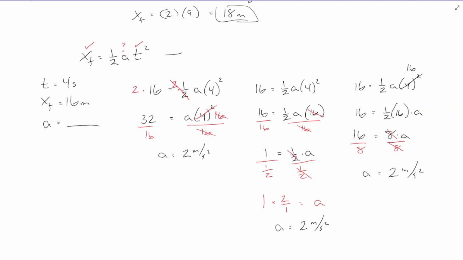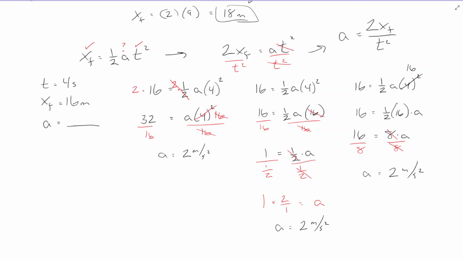If I took this original equation, I can multiply both sides by 2, and I would have 2x final is equal to at squared. And I would then need to divide by t squared on both sides. And I would have a new equation, that a is equal to 2x final over t squared.